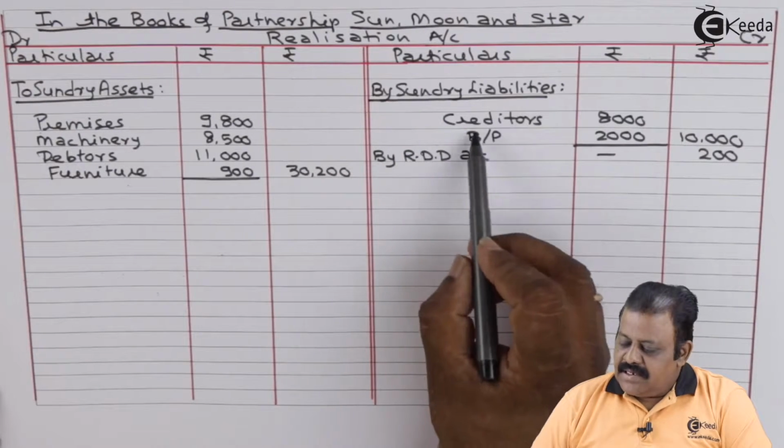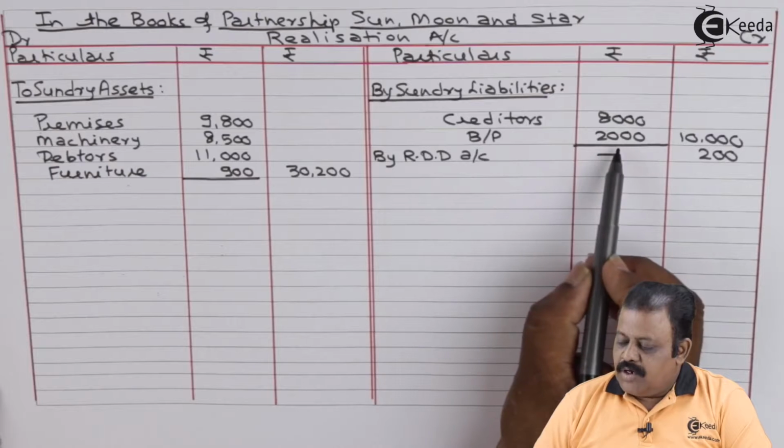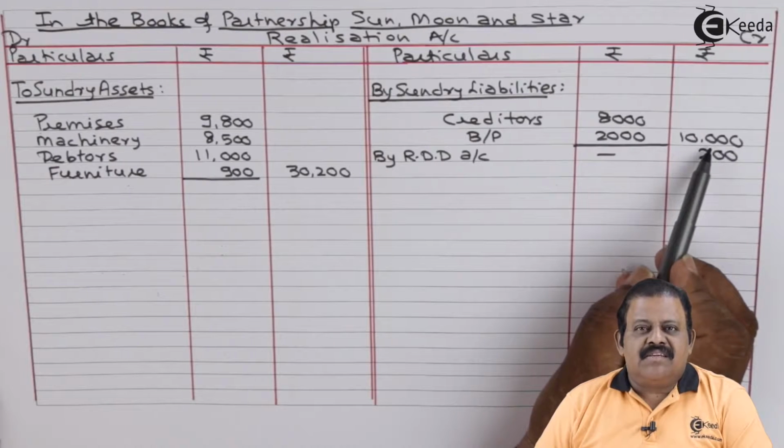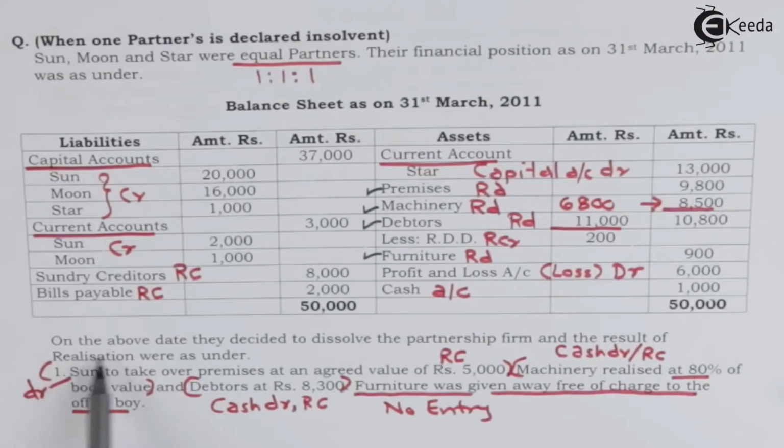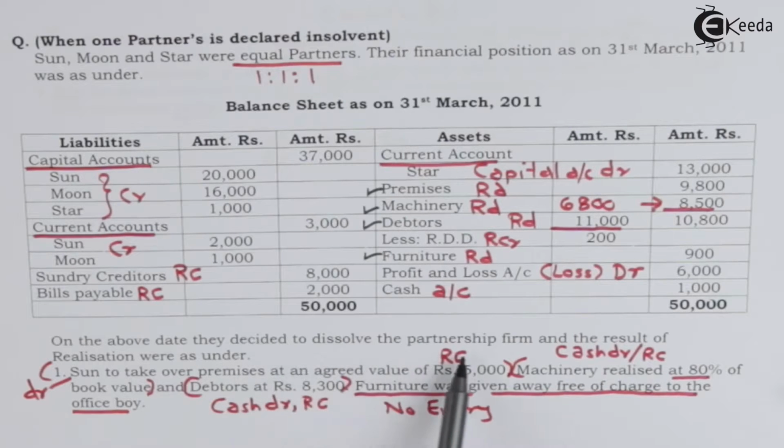Sundry liabilities: creditors 8,000, bills payable 2,000, total is 10,000. On the above date they decided to dissolve the partnership firm and the results of realization were as under. Sun is to take over premises at an agreed value of rupees 5,000. This will be debited to Sun's capital account and credited to realization account.